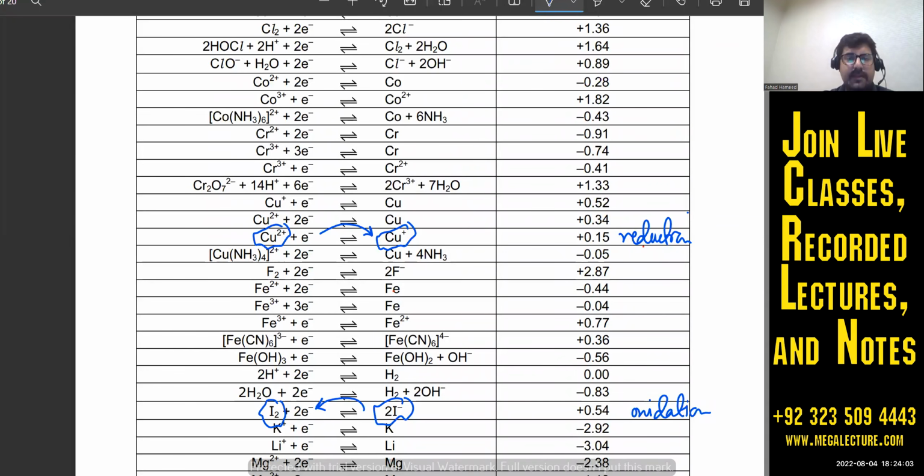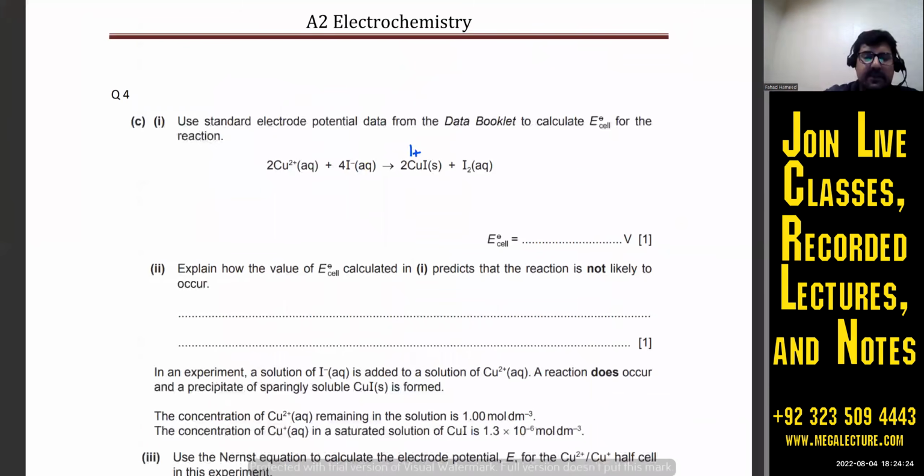Baaki clear hai ki this reaction is not going to happen. It should be the higher potential. That's why it gains electrons. But when we saw over here, it's not the higher potential. So how do you prove that this reaction is not feasible? You calculate the E naught cell. How is the E naught cell calculated? It's calculated using reduction E naught minus the oxidation E naught.